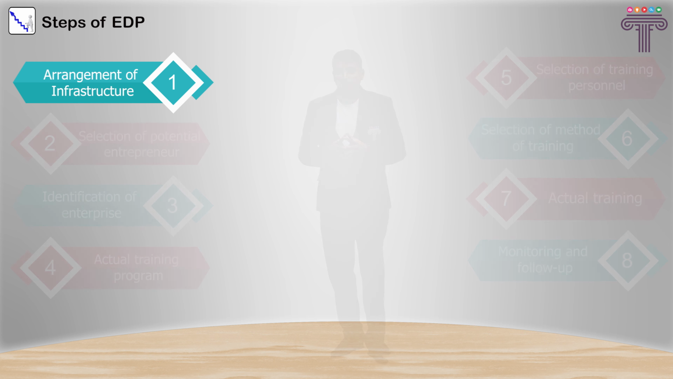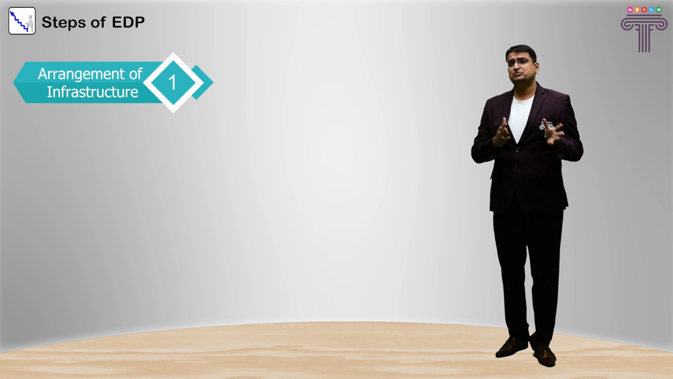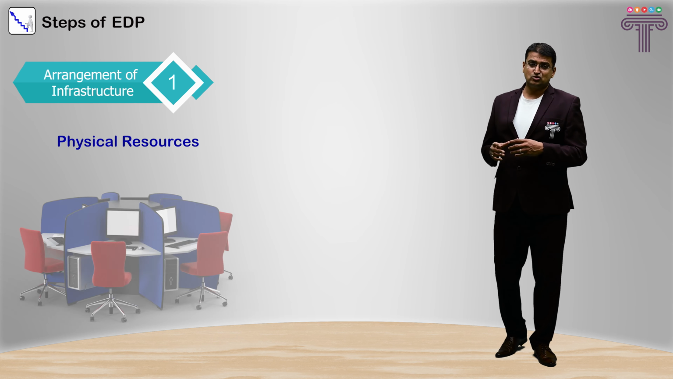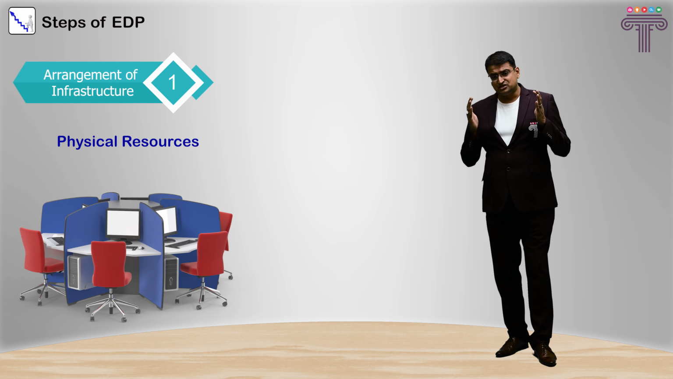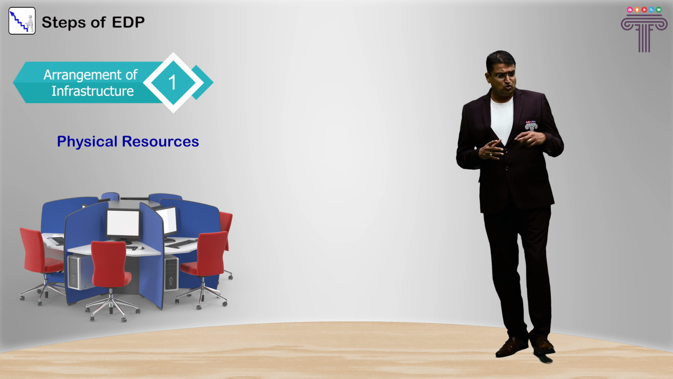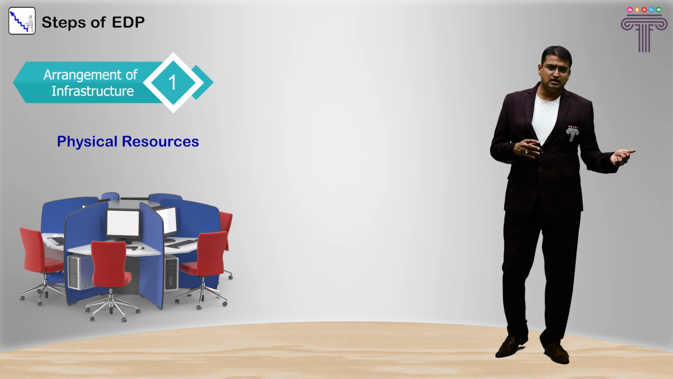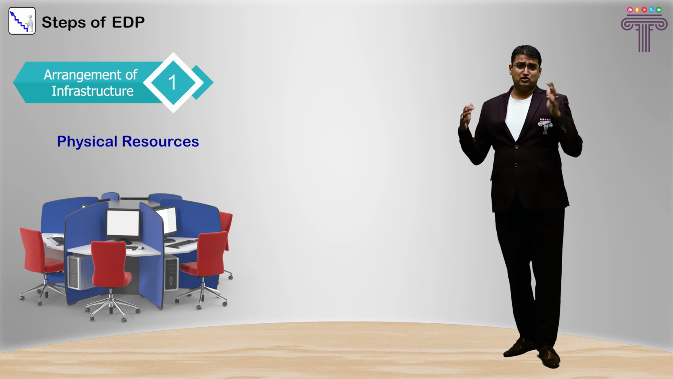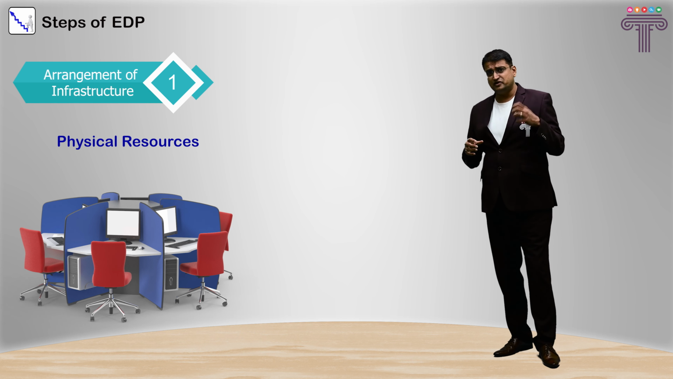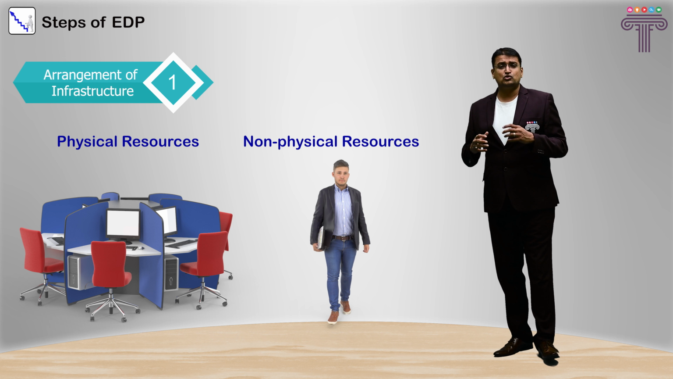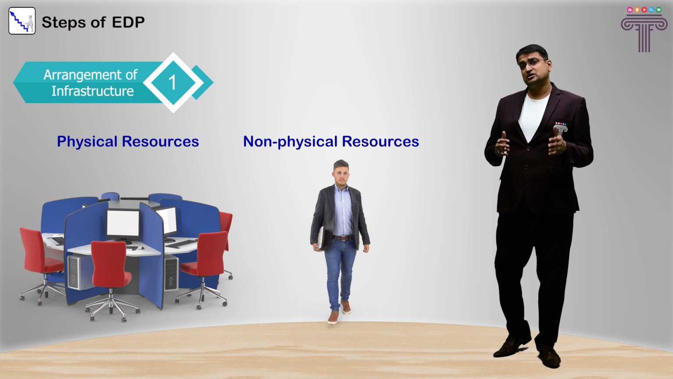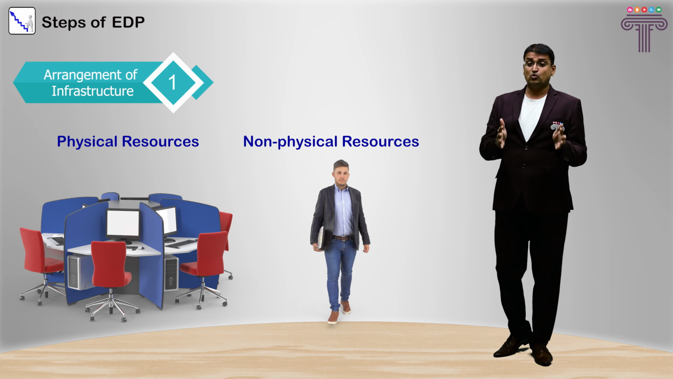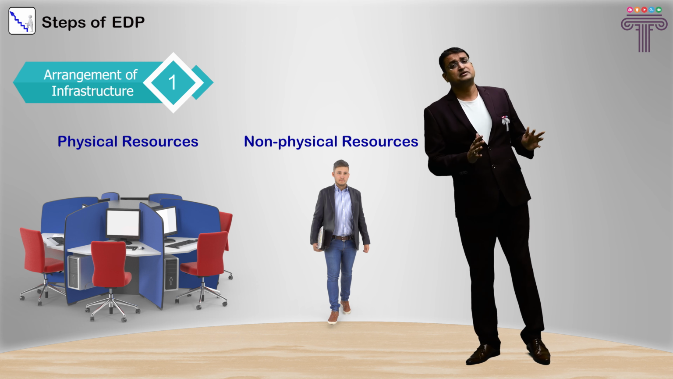The first and foremost step in the entrepreneurship development program is arrangement of infrastructure. You need to bring in all the physical and material resources to ensure that this training will take place efficiently. So whatever physical things are needed are arranged. So, arrangement of infrastructure for training. Whatever infrastructure, physical and non-physical, is needed to impart the training to potential entrepreneurs is arranged.